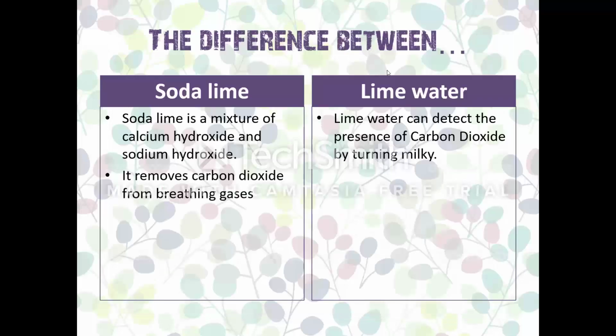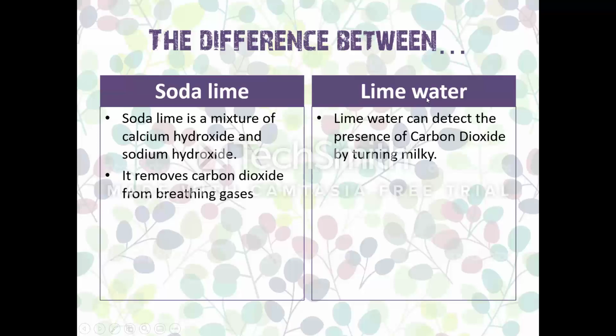You learned in grade 8 about lime water. Now, please do not confuse lime water with soda lime. Soda lime, we know, was used in the second practical, the second experiment, to remove or absorb carbon dioxide from the atmosphere, from the air. It's a mixture, as you see here, of sodium hydroxide and calcium hydroxide. Lime water is an indicator.